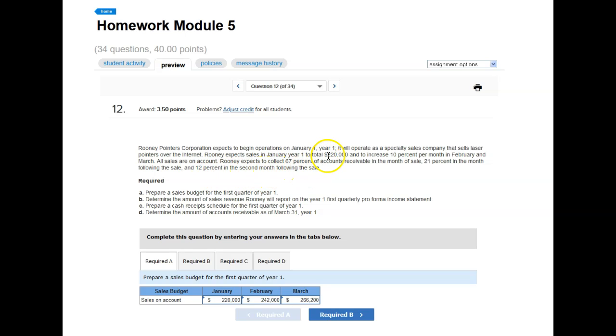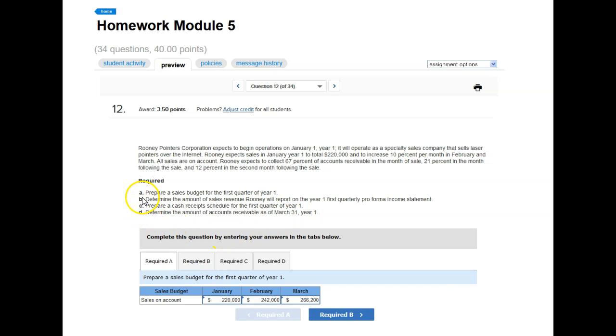So when you make some sales in January, they will be collected over a 3-month period: 67% in January, 21% in February, 12% in March. The same collection pattern happens for every month's sales. And that's the same thing for February and March. In February, you'll collect the cash from those sales in February, March, and April. In March, you'll collect those sales in March, April, and May.